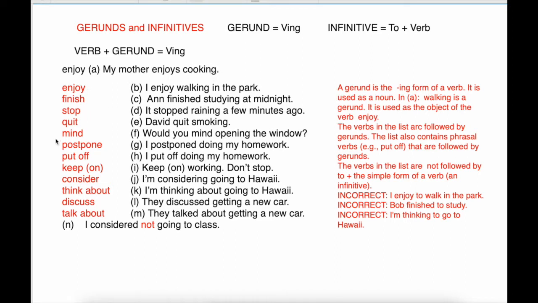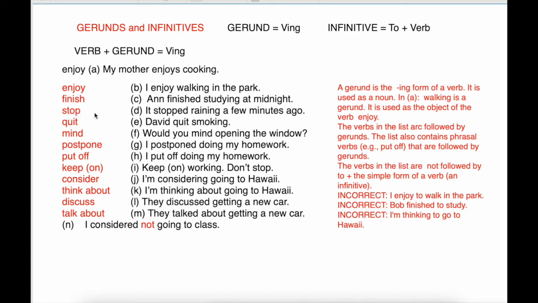First, if you want, just pause the video and try to find out the meanings of these verbs. If you don't know, you can use your dictionary or consult a dictionary. I enjoy walking in the park. You see here is the gerund, walk, ing. Another verb is finish, and finished studying at midnight. Or we can use a noun after the verb. We can say, finished homework. That's fine. But if you want to use another verb after finish, it should be in gerund form.